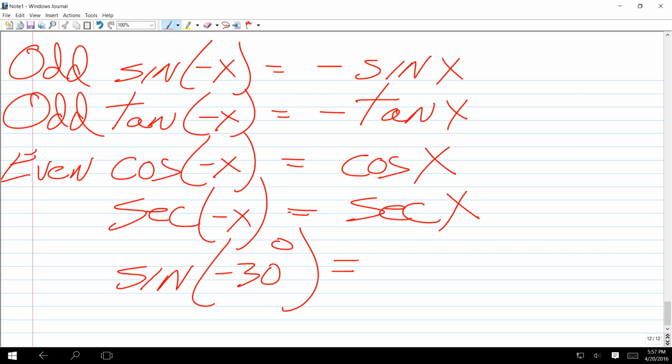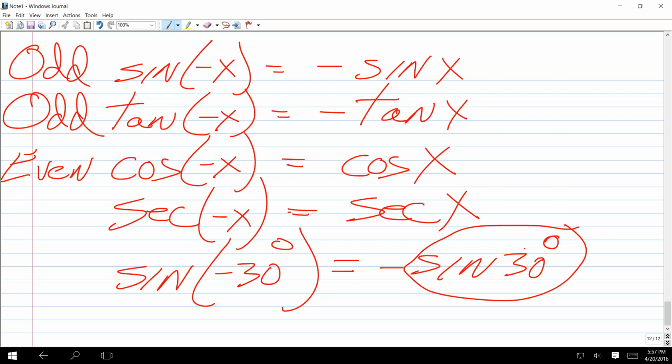What's the easy way to do it? Negative sine of 30 degrees. Yeah, and you know what the sine of 30 is. That's a first quadrant angle, so you know that's 1/2. So the answer is minus 1/2.